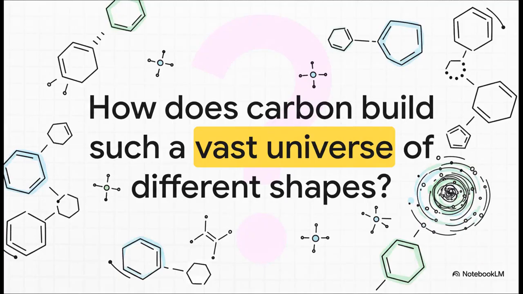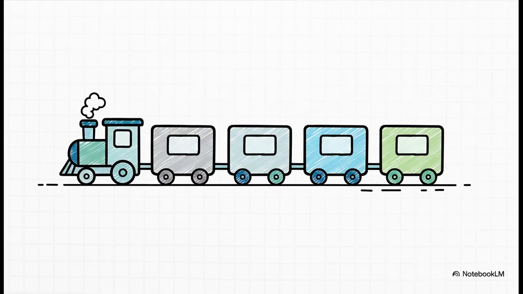Okay, so let's get right to the heart of the puzzle. Carbon has 4 electrons in its outer shell. You can think of them like 4 hands, ready to grab onto other atoms. But how in the world does it use just these 4 connections to build such a mind-boggling variety of shapes? What's the secret sauce?